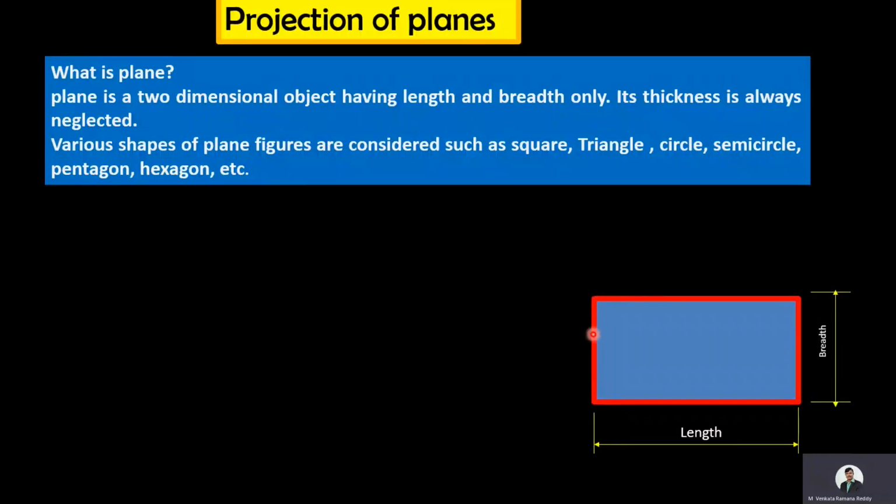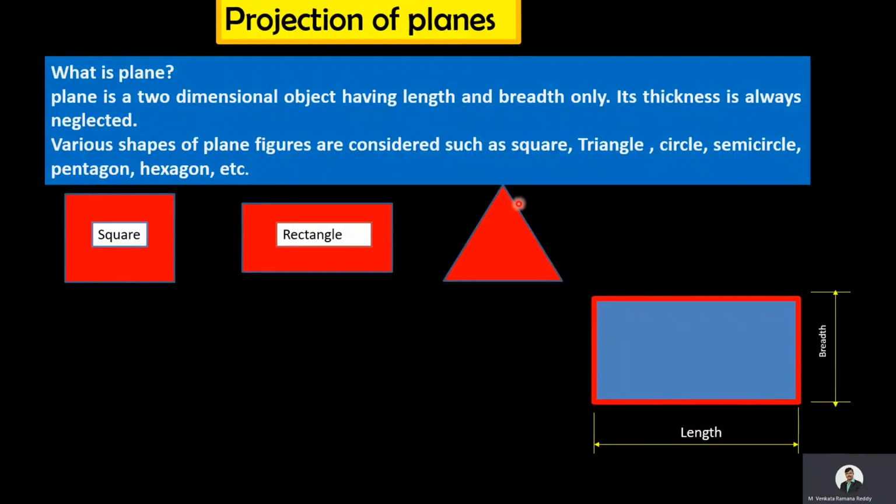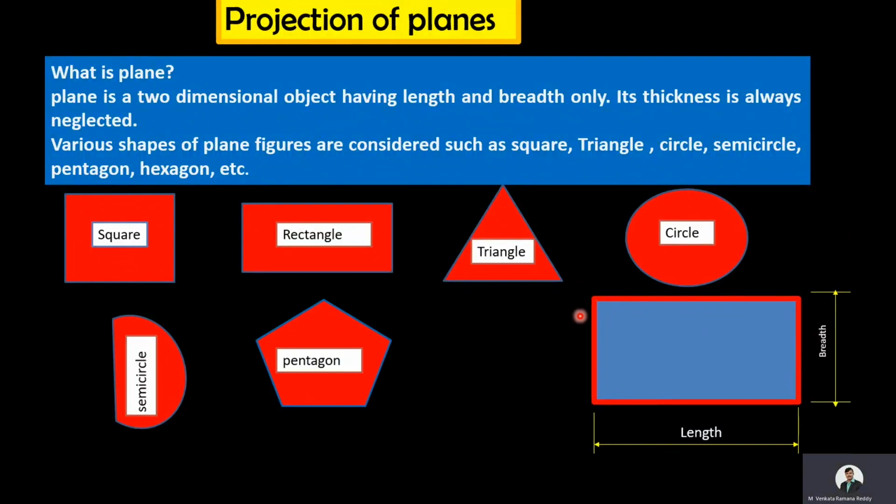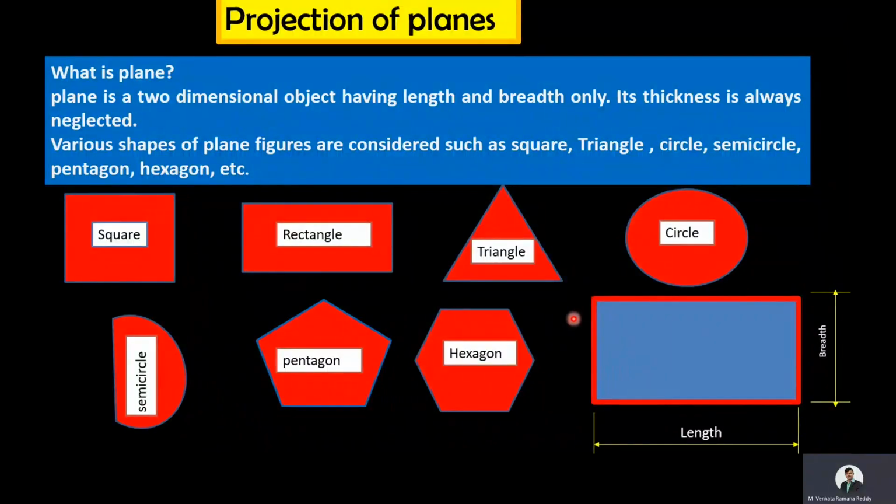Here, a plane is nothing but a two-dimensional object, that is length as well as breadth, whereas thickness is a negligible amount. That's why we are not considering the thickness of the plane. So a plane has only two dimensions. So what are the examples for planes? Say square, rectangle, triangle, circle, semicircle, pentagon, hexagon, etc.